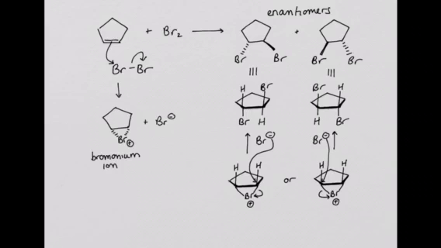Notice that with the addition of halogens to an alkene, you don't need to worry about regiochemistry because we're adding the same atom to each carbon of the alkene. We only have to worry about the stereochemical outcome.